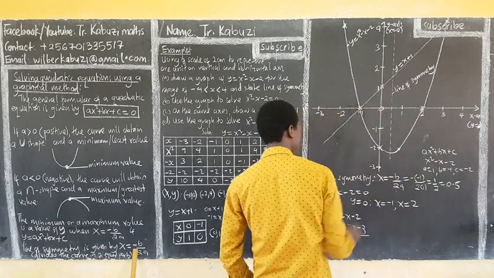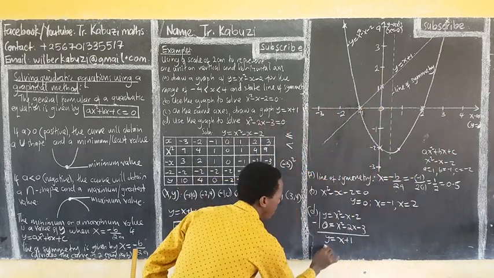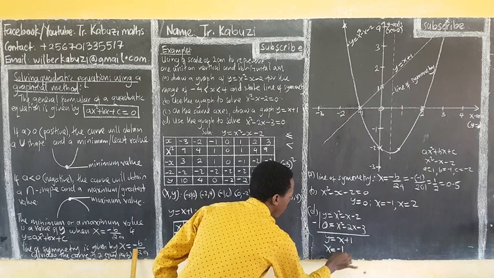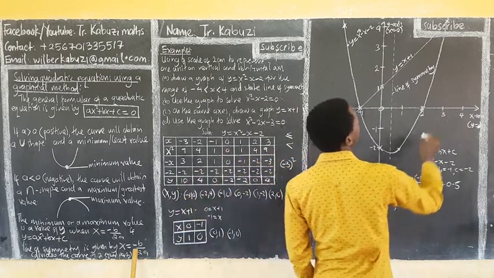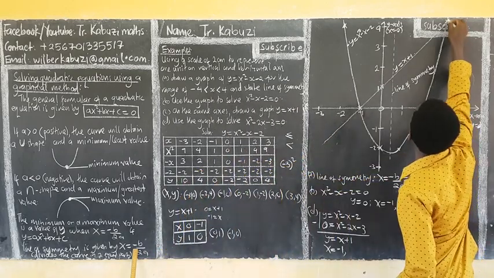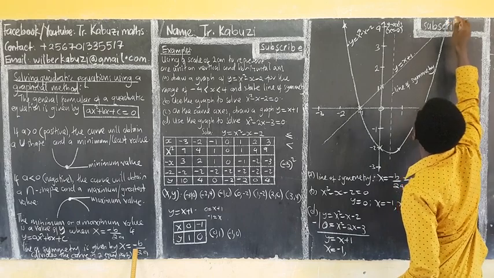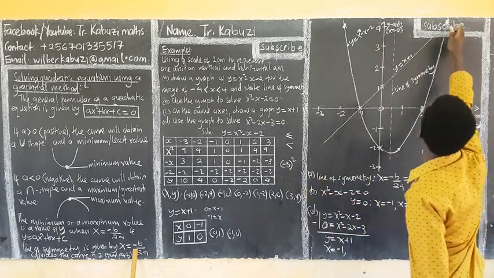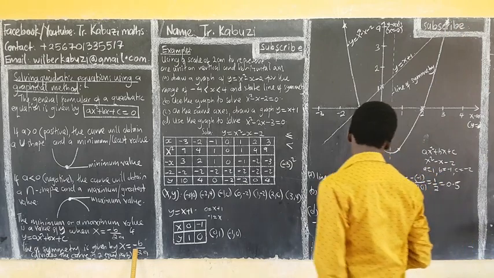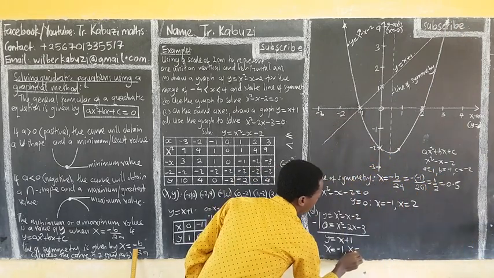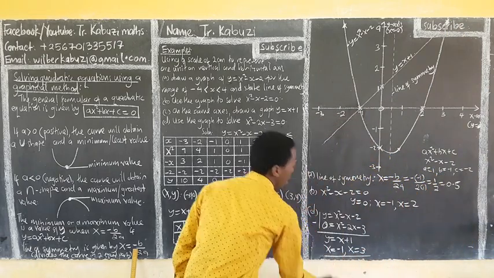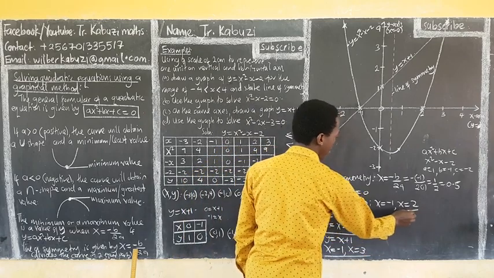So this is the first point. We need the values of x. So x will be negative 1. And then the other way they are intersecting is at this point. The value of x is going to be 3. And that will be your solution at that point.